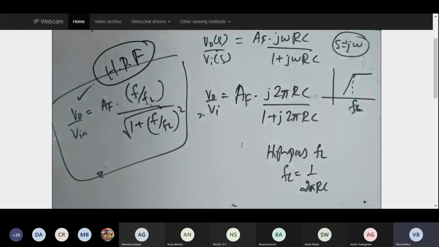So with this, we'll conclude today's class, and we'll continue in the next class. Let's wind up today's session. We have understood the concept of the second order low pass filter and the first order high pass filter, and accordingly we tried to derive the equations. Maybe the remaining concepts we can continue in the next class.